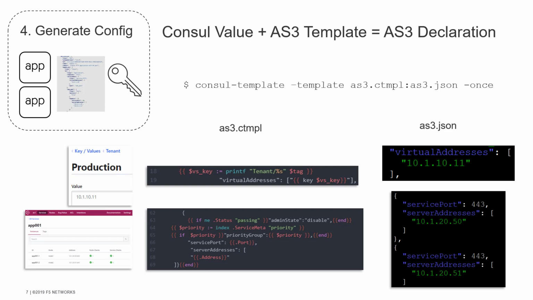In the case of Consul template, we're going to generate two AS3 declarations. The first declaration that we will create will be for the local traffic manager and web application firewall services. And the second set of templates will be used to generate the BigIP DNS configuration.